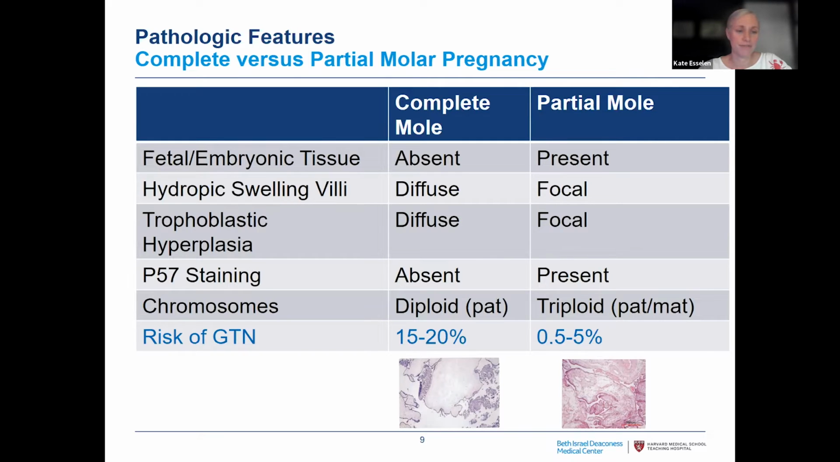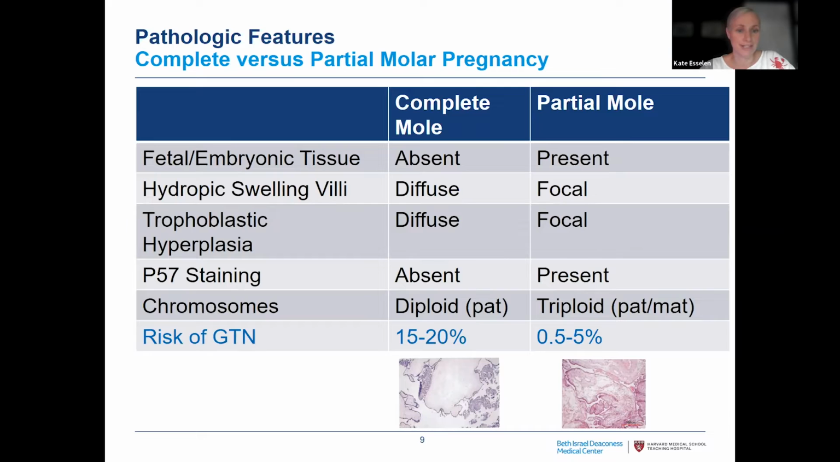P57 is a relatively new way of differentiating our molar pregnancies into complete and partial. Essentially, it's a cyclin-dependent kinase inhibitor, which is not important to remember, but what's important to remember about it is that it's actually paternally imprinted, meaning it comes from the paternal DNA, but it can't be expressed unless there is maternal DNA present.